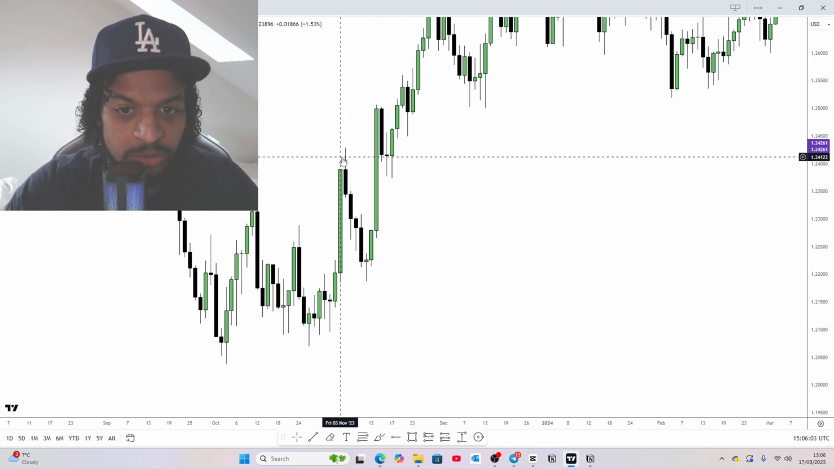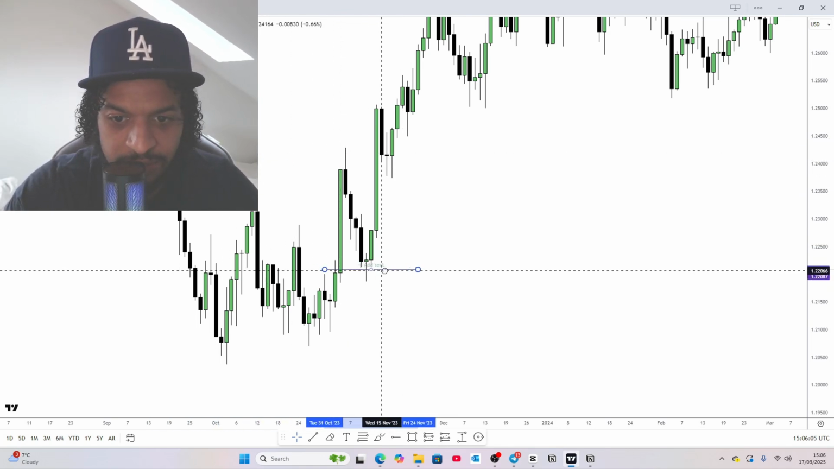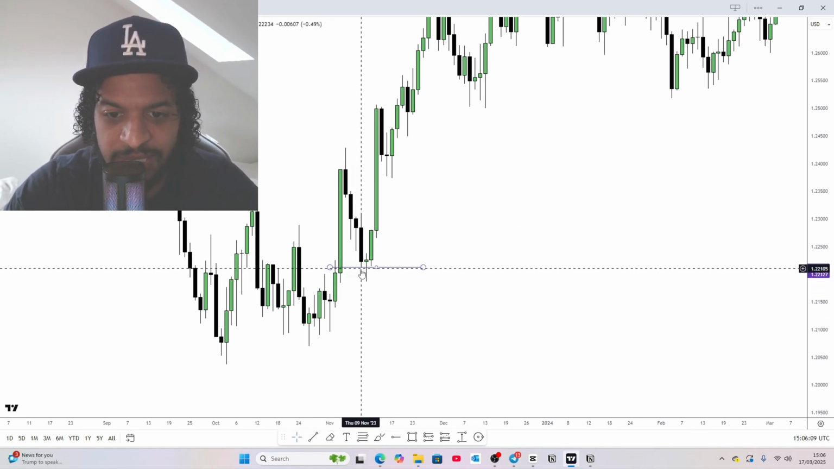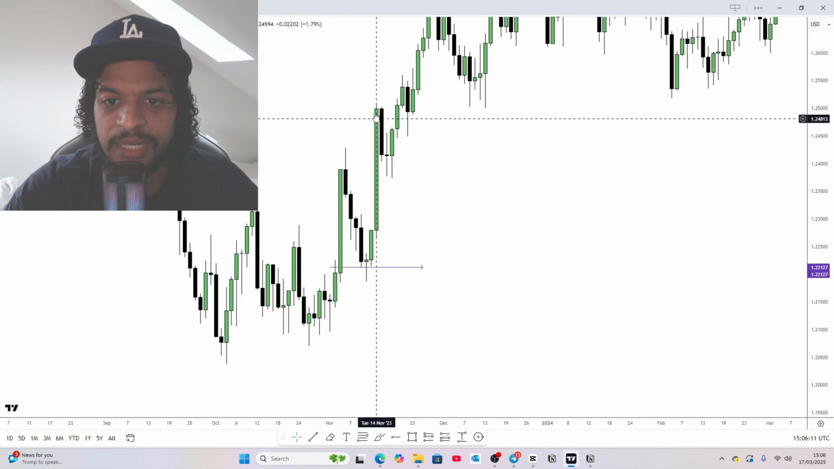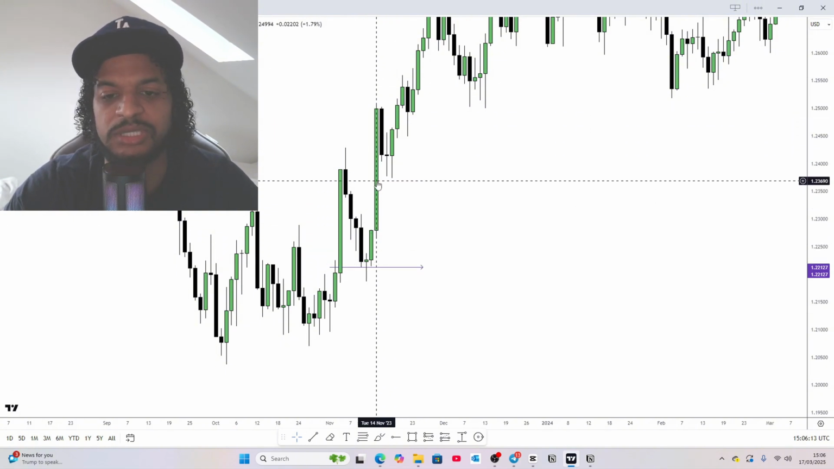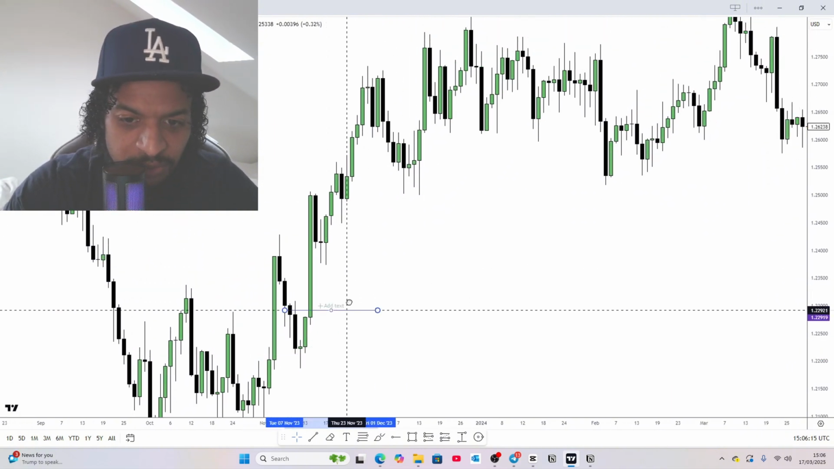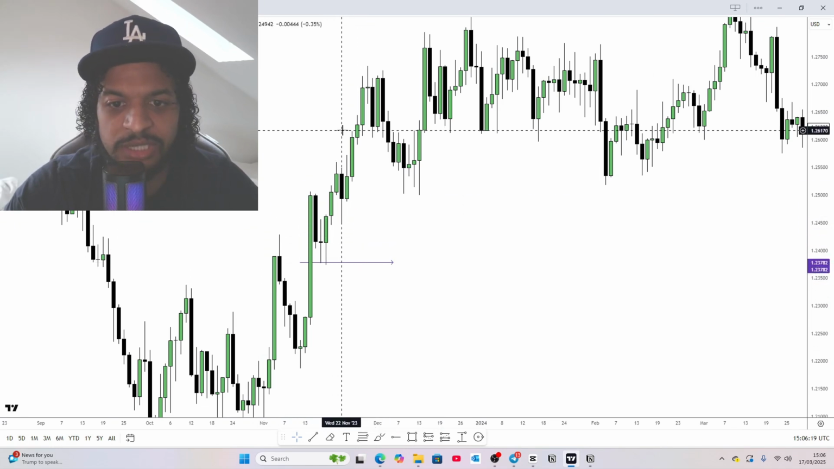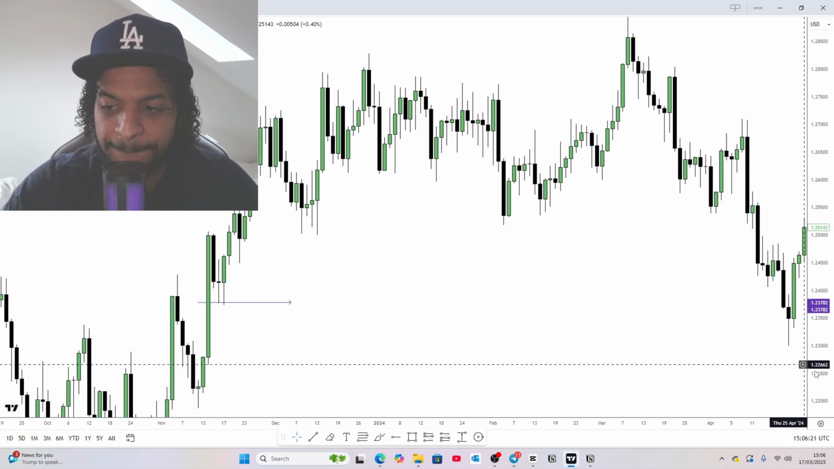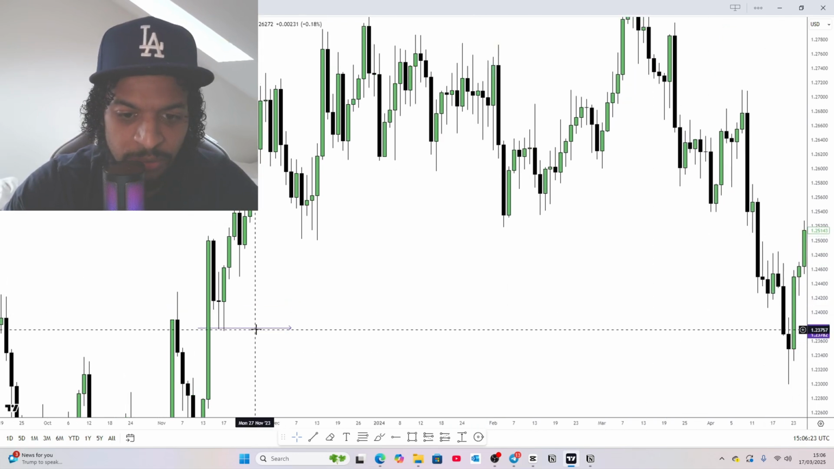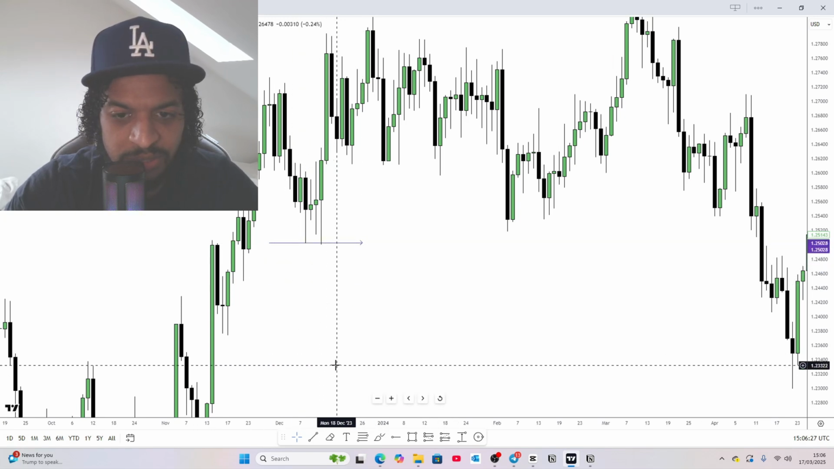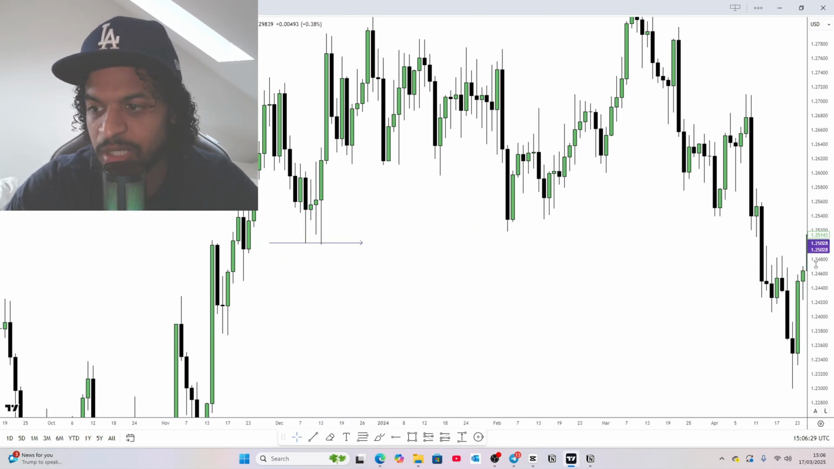So if we continue with that thesis right here, as you can see, before we get the expansion up, it takes out the previous day's low, and then in the coming days you start to see expansion happen. Same thing right here, it takes out the previous day's low and you see the expansion happening. Another one right here takes out the previous day's low, and you get those expansions to the upside.